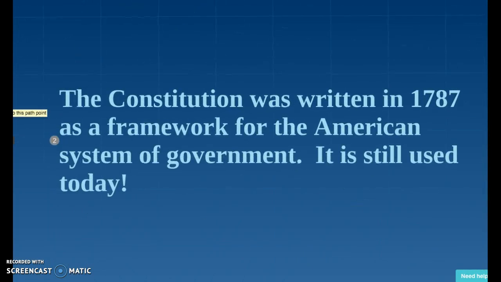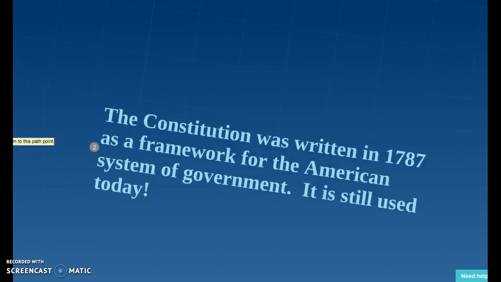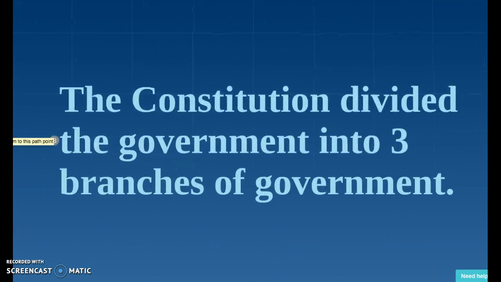Now, the Constitution was written in 1787, and this is really just a framework or a guide for the American system of government. We still use our Constitution today, even though it was written so many years ago as our nation was just becoming one of its own. So, today we're going to discuss that a little bit further. Our Constitution is divided into three branches of government, as I mentioned before. The first one we're going to talk about and cover is the legislative branch.